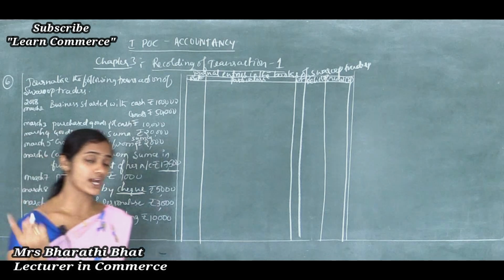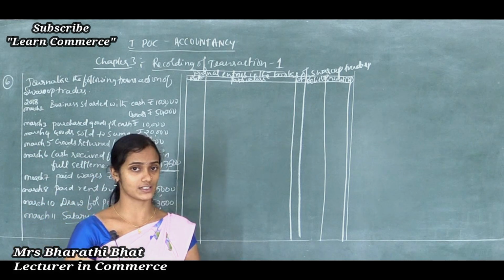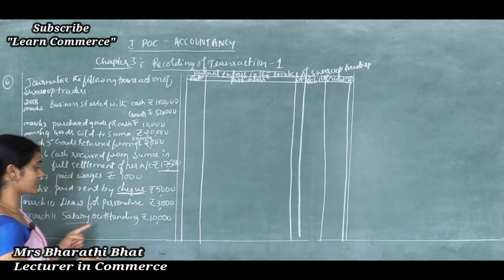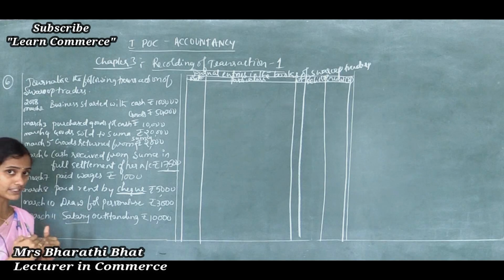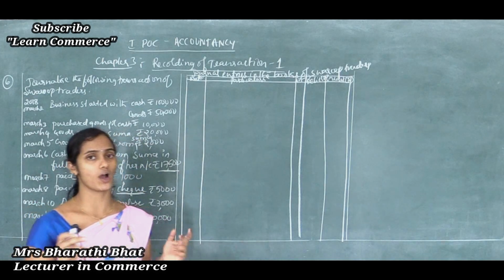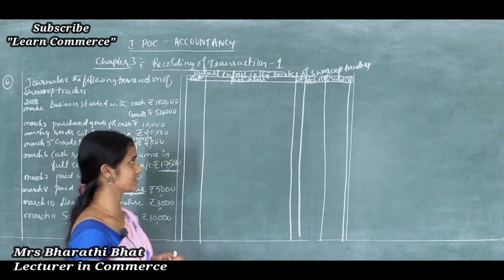Again, outstanding salary is considered as liability. That liability also shows increased value because last month's salary is not yet paid. So for that reason it's considered as a liability for the organization. Increases in liability is to be credited. So how can we record? Salary account debited to outstanding salary account.